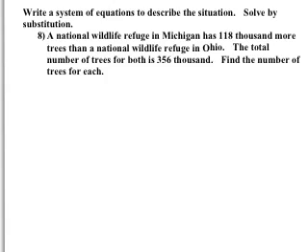Okay, so a National Wildlife Refuge in Michigan has 118,000 more trees than a National Wildlife Refuge in Ohio. Okay, so that's our relationship. And then the total number of trees for both is 356,000. That's the one where we add both Michigan and Ohio together and we get 356,000. So it says find the number of trees for each. The first thing we do is we decide what's going to be our x and what's going to be our y. So let's use the first one, Michigan. Michigan's going to be our x, Michigan's trees in the refuge, and y will be Ohio's.